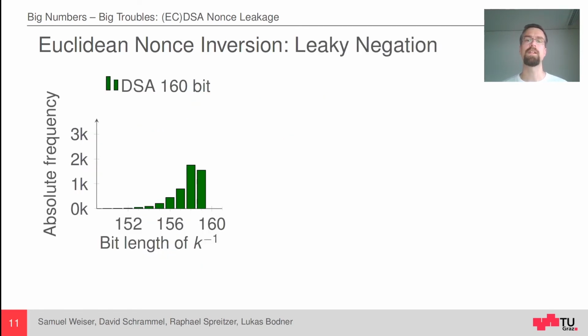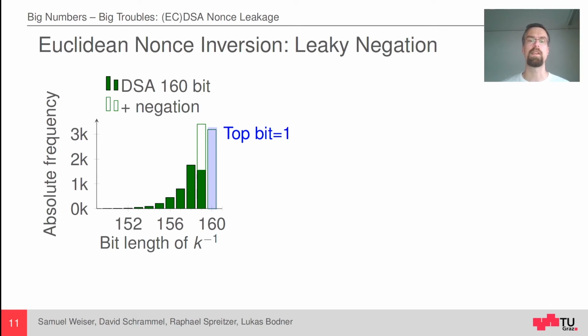We inverted many random nonces and plotted them here as a histogram. And one can see that some nonces have a smaller bit length, while others have a higher bit length, shown on the x-axis. If we now include those nonces where a negation step happens, one can see a clear bias. Namely that whenever the topmost bit of the inverse nonce is 1, we know that the negation step must have happened. And whenever no negation happened, we know that the topmost bit is 0. This is a perfect side channel.